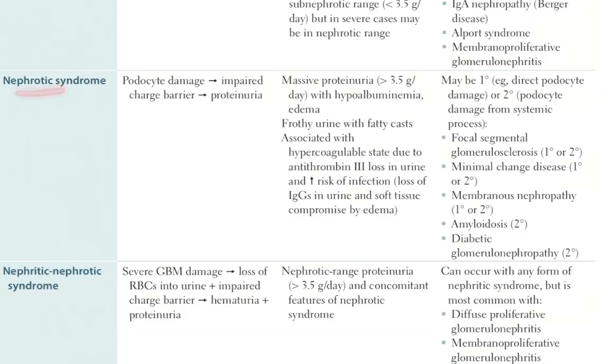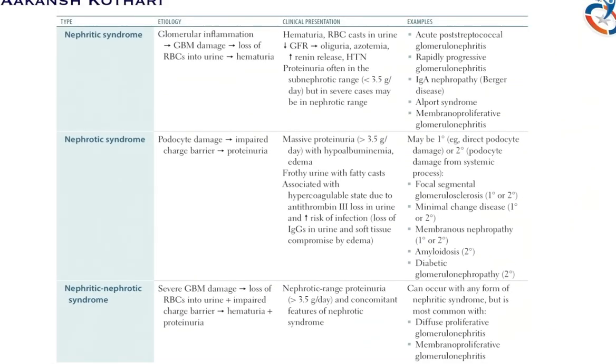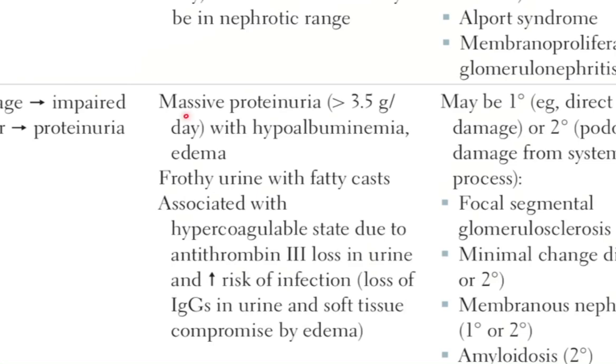Now, nephrotic syndrome is caused due to podocyte damage, that is the outermost layer of the glomerular filtration barrier. Due to the podocyte damage, there is an impaired charge barrier. I already told you that there is a negative charge in the glomerular filtration barrier, and this negative charge prevents albumin loss. Now, since the negative charge is disrupted, there is massive proteinuria, that means more than 3.5 grams per day. Since there is a loss of protein, there is loss of albumin as well, and hence it presents with hypoalbuminemia.